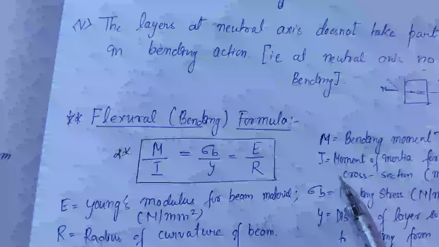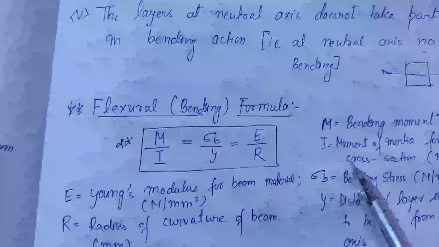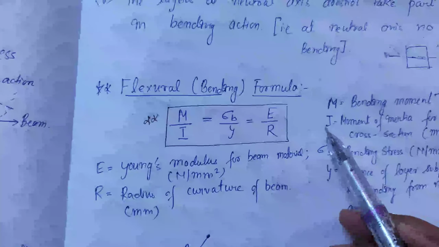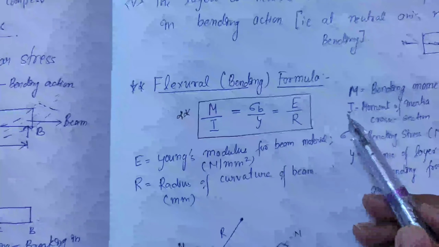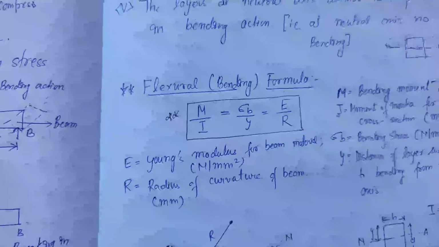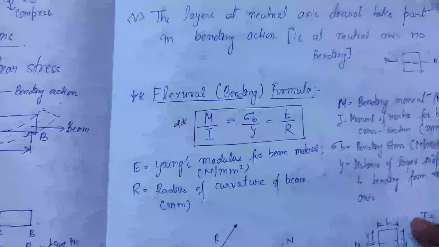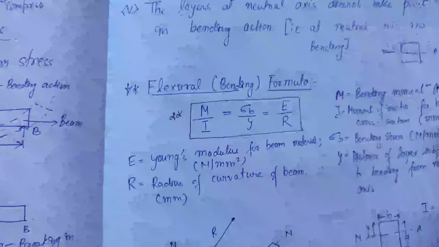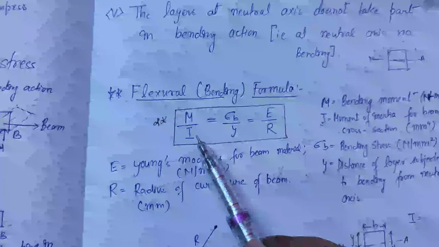You may get a rectangular beam, a circular beam, or any shape of beam. I, the moment of inertia, is a word familiar to you from engineering mechanics, where you learned how to find I. The moment of inertia will be different for different cross sections, for circular and for other shapes. I am considering a rectangular section here, and the unit of I is mm^4. So M is the bending moment and I is the moment of inertia.